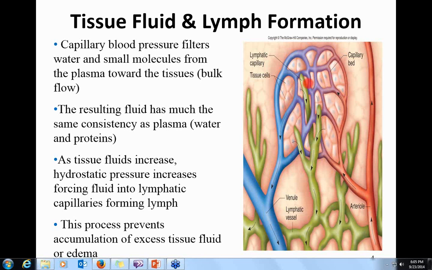Once the fluid enters the lymphatic capillaries, it is now lymph, and it will travel all the way through the lymphatic system and eventually end up back in the cardiovascular system. So there's not much difference between lymph, blood plasma, interstitial, or tissue fluid. The only difference is location. And again, one of the reasons why the lymphatic system is so important is because you're removing excess fluid from the tissues. If you did not, you would have swelling or edema.